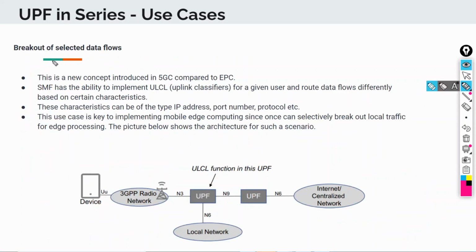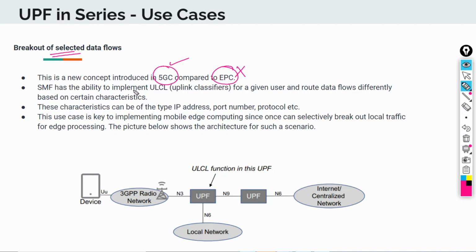The second use case we will look at is the breaking out of selected data flows. This is a new concept that is introduced in 5G core compared to EPC. This was not present in EPC, right? So this is a new concept that is part of the 5G core.